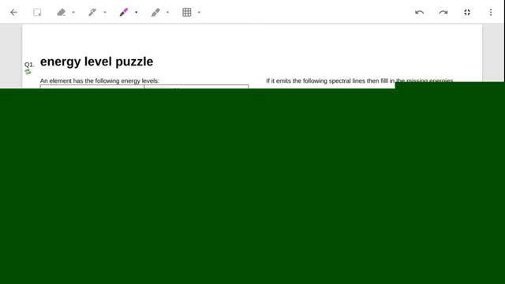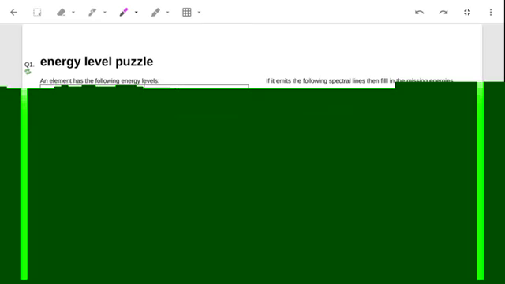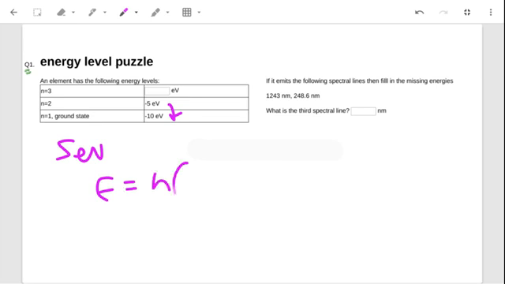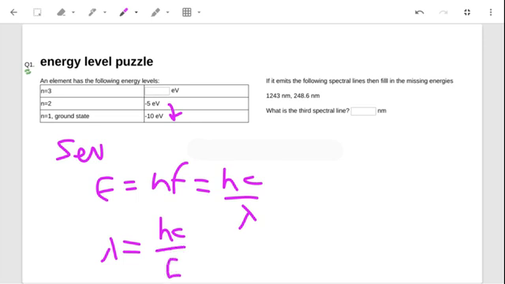We're going to start with looking at this first transition here, which is a 5 electron volt photon. So we need to convert that into an energy and then a wavelength. The first thing is the energy of that photon would be hf, which is hc over lambda. So the wavelength is going to be hc over E.